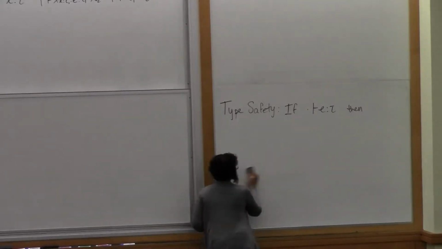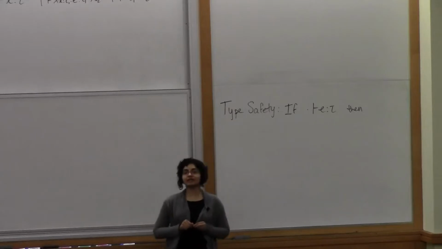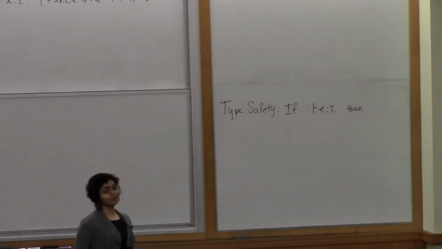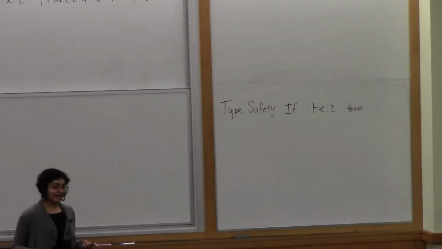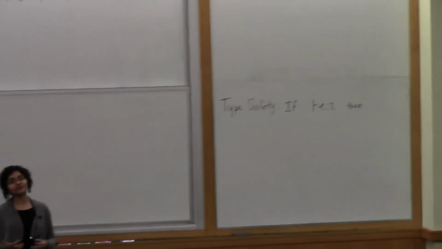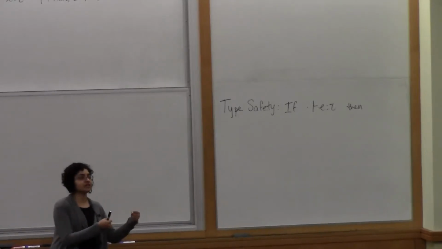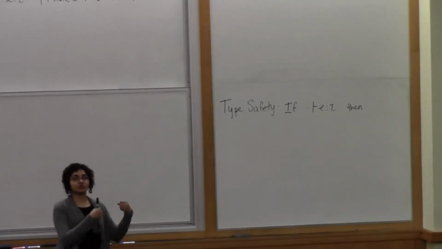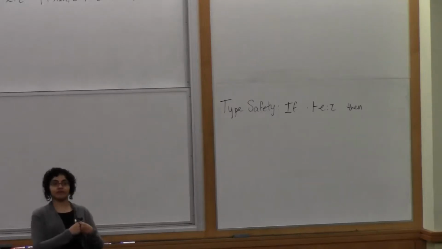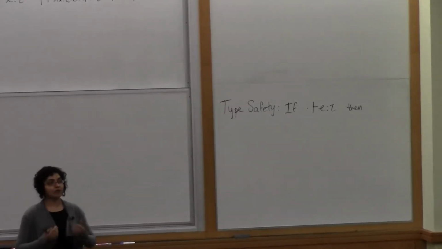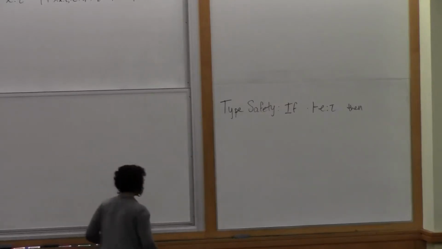Okay, so the point I'm trying to make is that the way most of you are trained these days, and even I was, is to think of type safety as literally being progress and preservation. It is not. Progress and preservation is one method of proving type safety. It's a very syntactic, operational sort of method of proving what we actually want. And what we actually want is this property.